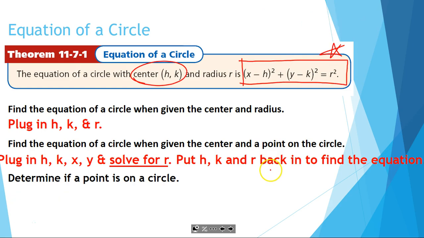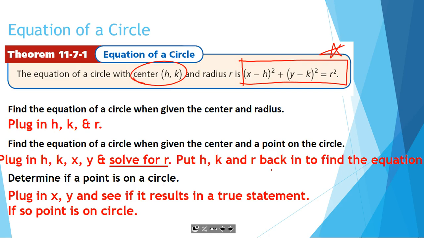Now our third option of seeing a problem like this would be to determine if a point is on a circle. This would be one where you're given the equation for a circle, and then they ask you, does this point lie on the circle? For this problem, all you have to do is plug in the x and y into the equation of the circle and see if the result is a true statement. If it is a true statement, the point is on the circle. So what I mean by this is if you get a statement like 16 equals 16, then yes, that point was on the circle. If you get a statement like 12 equals 16, that's not a true statement. So that point would not be on the circle.